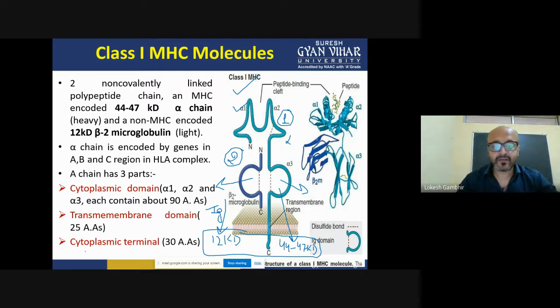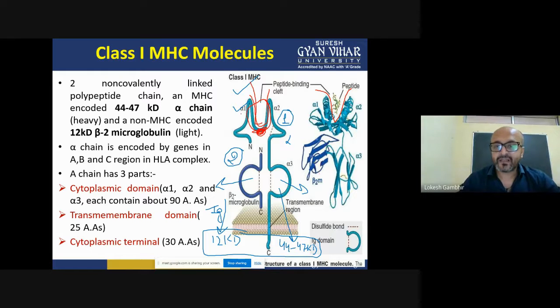Now, another unique part that you should remember with this pictorial representation is this region. You see there is a clear-cut cavity, or cleft, for antigen binding, and this is a closed cleft. This is a closed cleft where the processed antigen will be bound and will be presented on the surface.